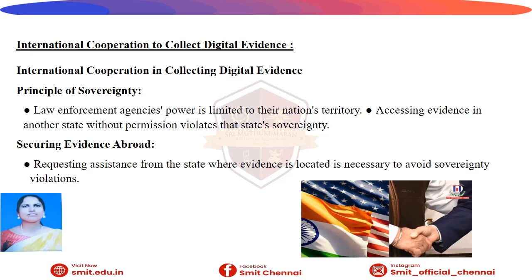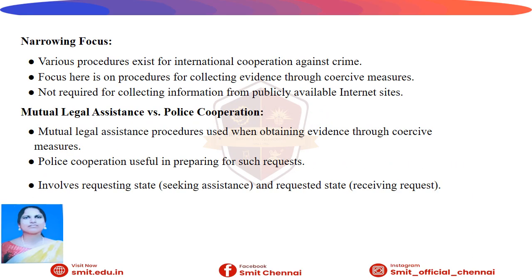So in securing evidence abroad, we must request help from them, requesting assistance from the state where the evidence is located is necessary. Okay, so here we must request help from the other country where the data is located. This will avoid violations of sovereignty. So here various procedures exist for international cooperation against crime. Many international procedures exist.